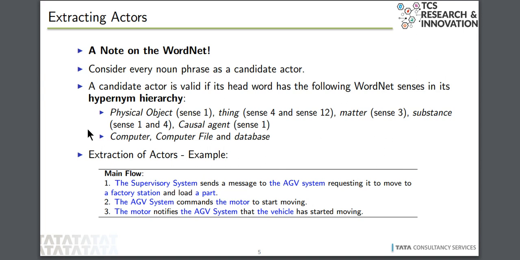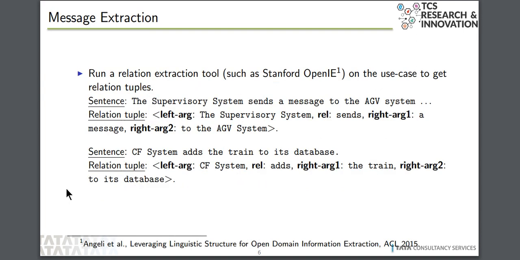Okay, if you see this example, this is a small snippet of the previous use case that I showed. These particular noun phrases which are marked in blue are actually detected as actors by our technique. So you see there is the supervisory system, the AGV system, a factory station, a part, the vehicle, the motor, and so on. Now moving on to the message extraction.